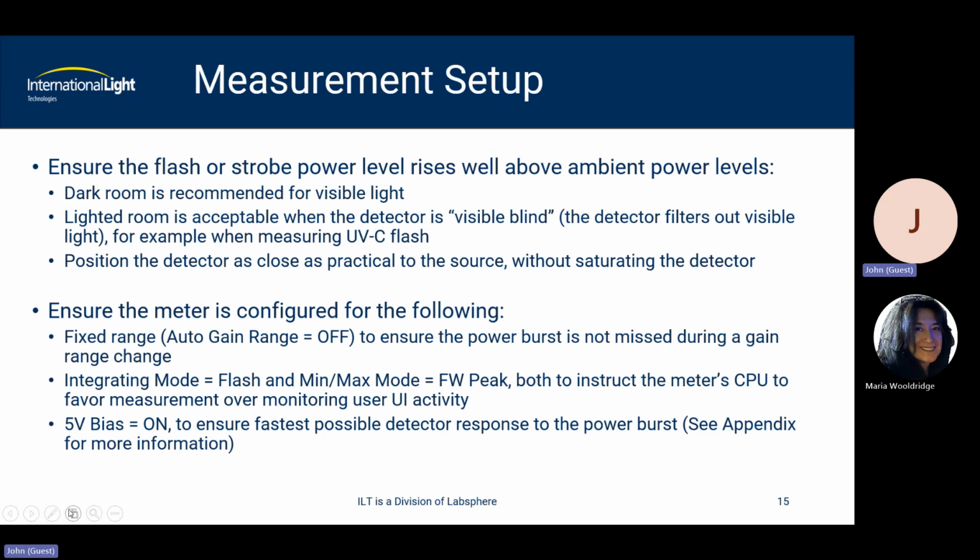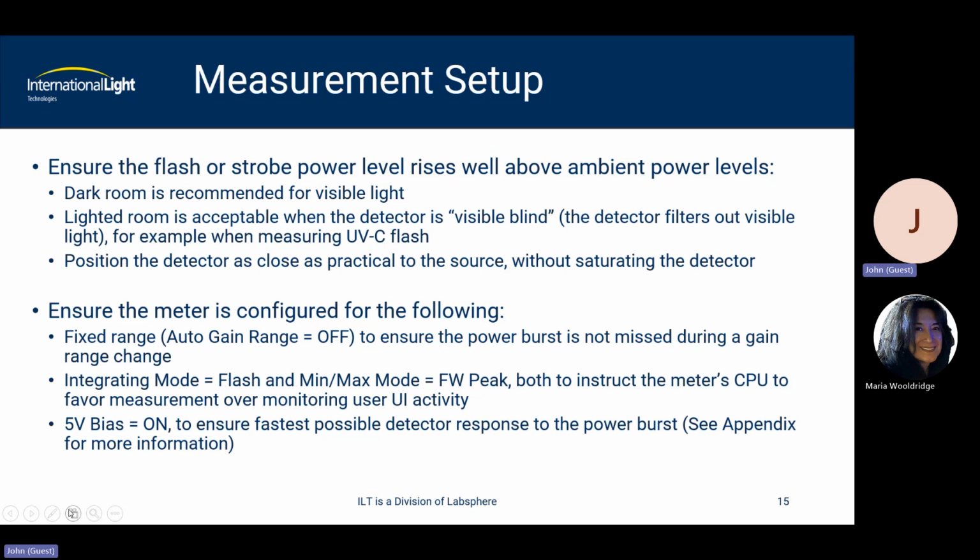So dark rooms, visible light, a lighted room is fine for UVC, certainly, assuming that the detector is visible blind, which means that the detector doesn't see the room light like your eyes do. So it's dark as far as the detector is concerned. And then you want to position the detector as close as practical to the source. Obviously, you want the energy and the power at a particular working distance, so that will guide your testing, but the closer you can get it, the better.